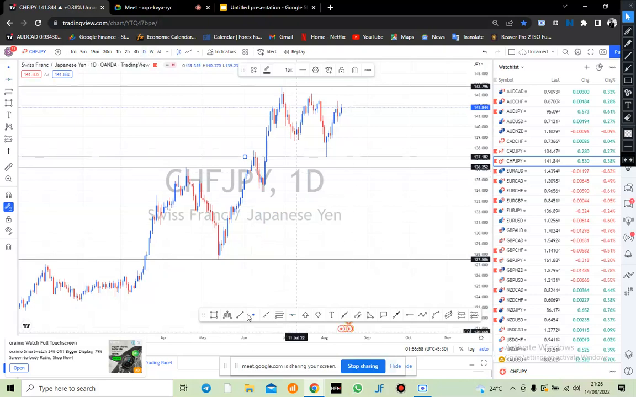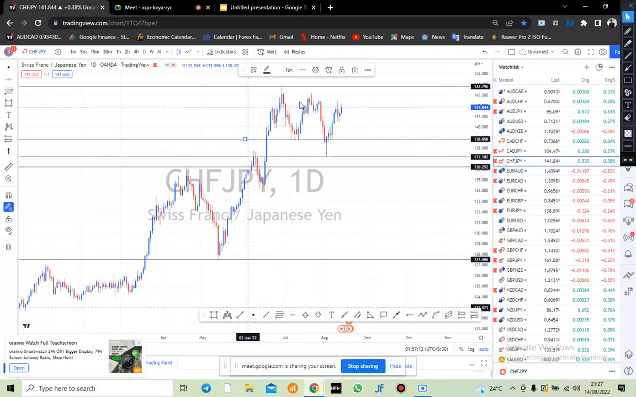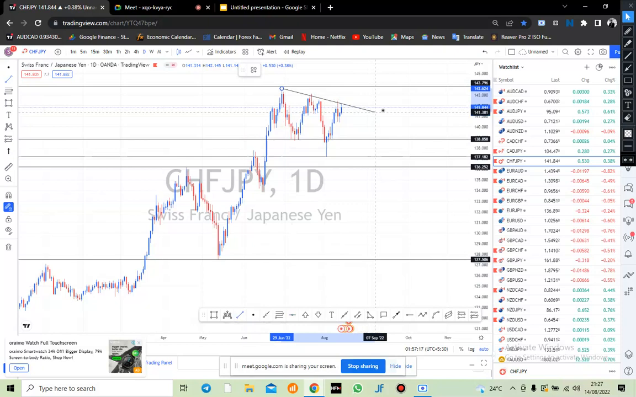Okay, and here we have the resistance. The price drop created support right here, support, resistance, and I'm going to draw the trend line. This is the trend line. This is on the daily time frame.